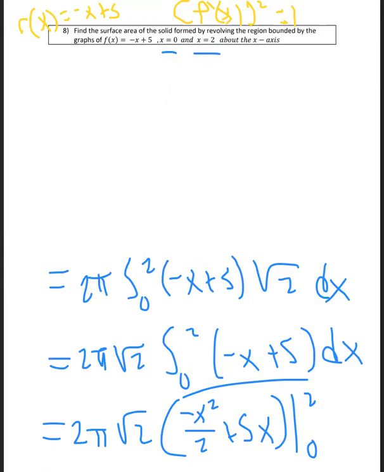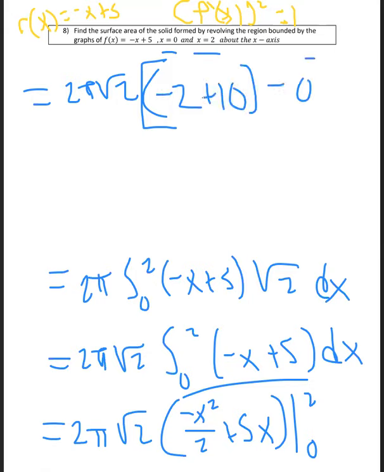Okay, so when you plug it in, you get 2 pi radical 2. Remember to keep that on the outside. Now it's plugging these in. There's a 0, so we don't have to worry about that. But really, it's negative x squared over 2, which is going to be negative 2, plus 5 times x, which is 10, minus 0. Because when you plug in 0, everything becomes 0.